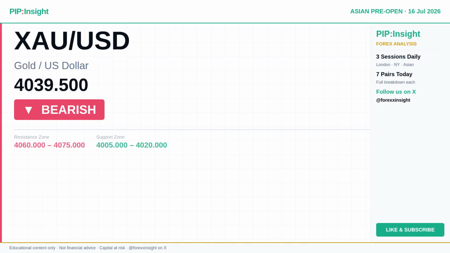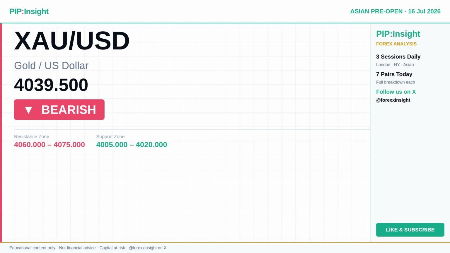If you're here for the gold breakdown, you're in the right place. Let's get into it. Gold is sitting at around $4,039 heading into the Asian pre-open, and the structure here is moderately bearish. On the 4-hour chart, price has been carving out a clear corrective move from the July 14th high of 4,112, printing progressively lower closes and trading beneath both the EMA20 at 4,057 and the EMA50 at 4,078. Those moving averages are now acting as dynamic overhead resistance.